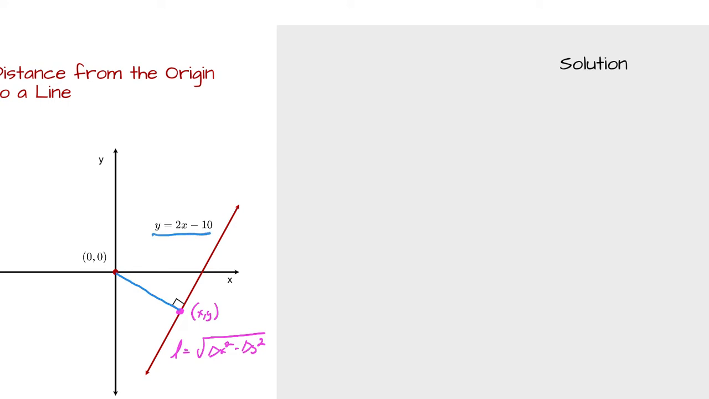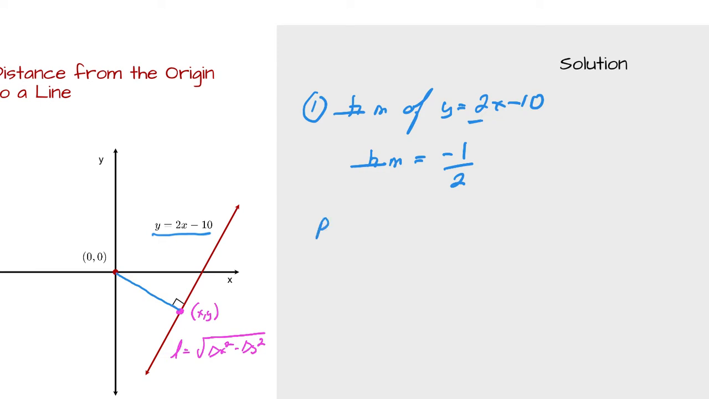So our first step is the perpendicular slope of y equals 2x minus 10. Well, the slope is given as 2, so the perpendicular slope would be to flip the fraction and change the sign, and that slope would be -1/2. We are now going to use point slope. We have a slope of -1/2, and we have our point of 0, 0.